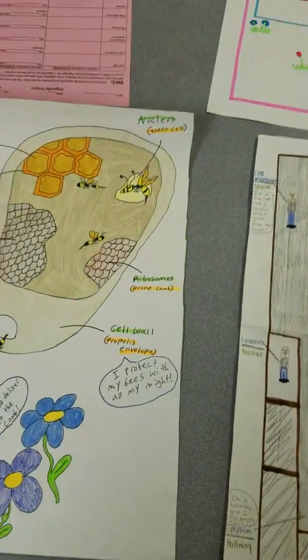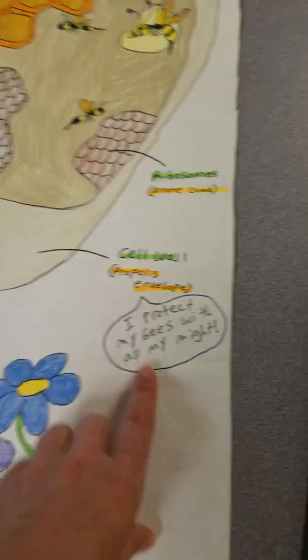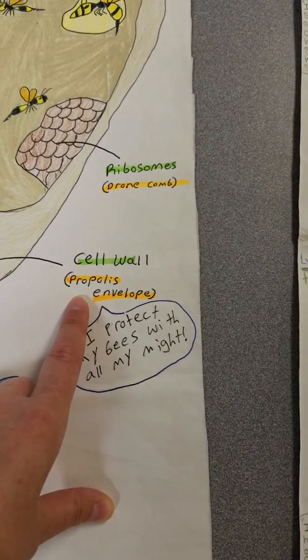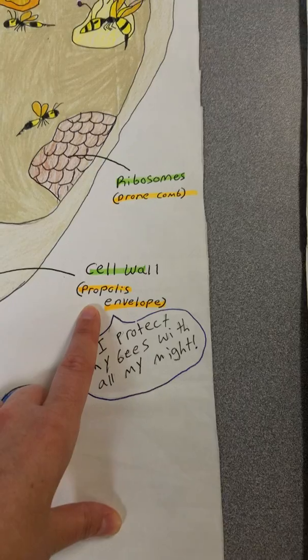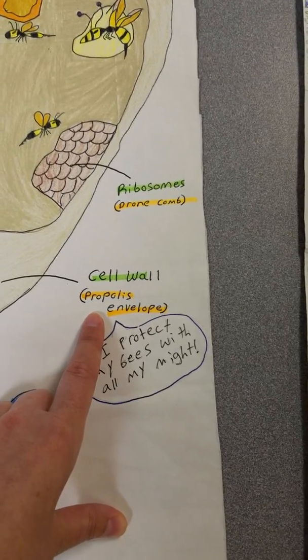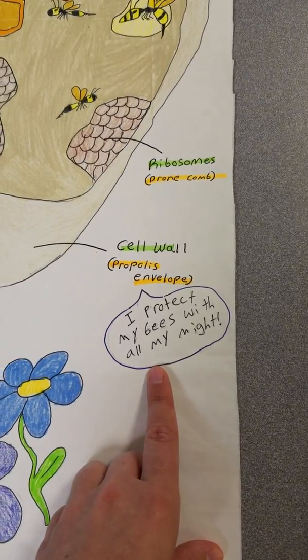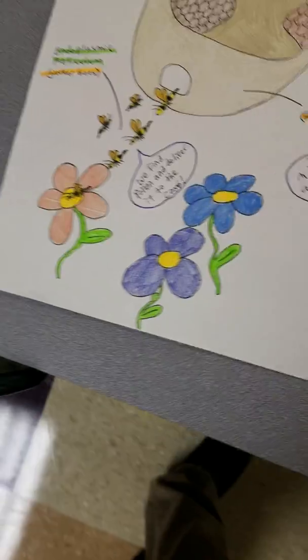Down here, we have the cell wall. They actually told me what the name of this is in a beehive, a propolis envelope. I have no idea what that means, but it's the outside of the beehive, and it's a very strong, rigid structure. So that's the cell wall. And it says, I protect the bees with all my might.